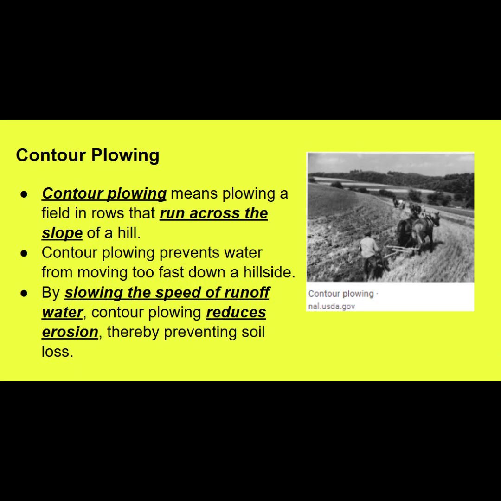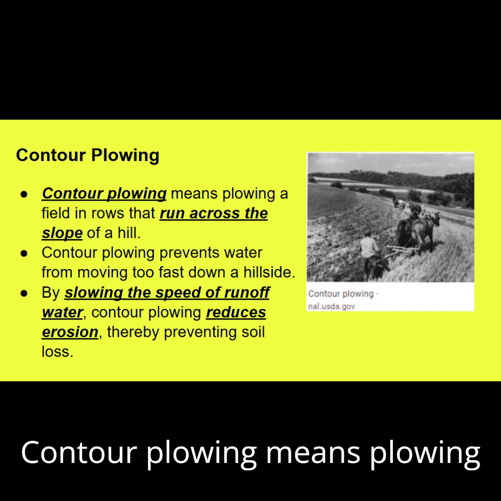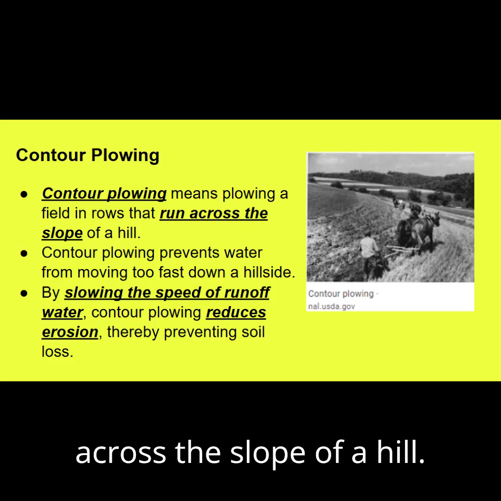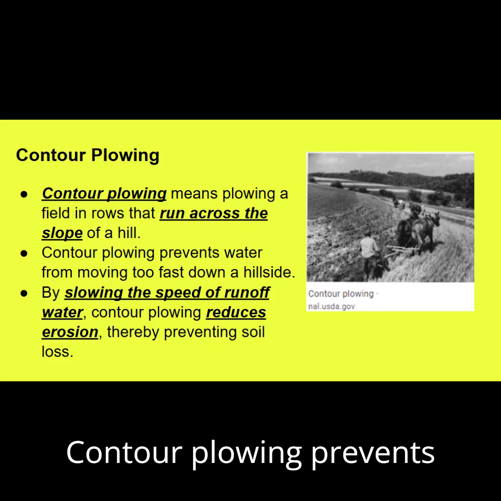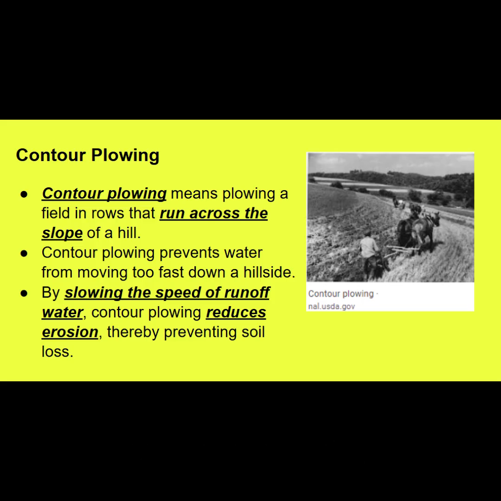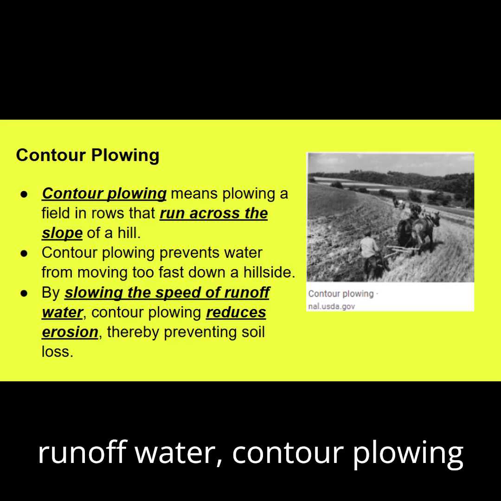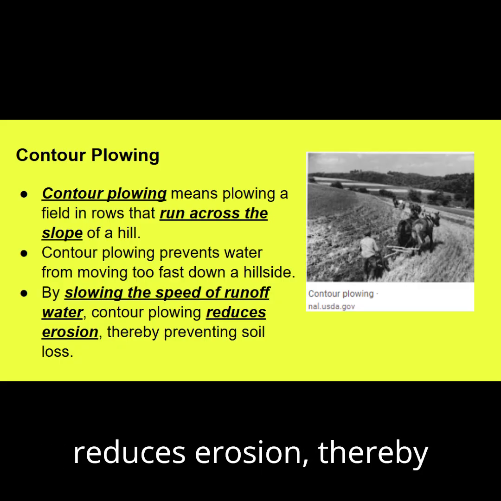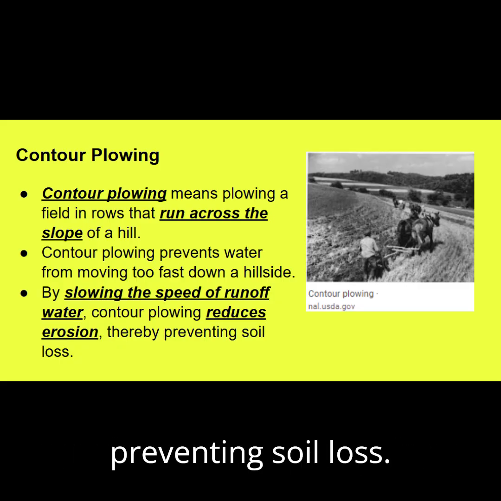Contour plowing. Contour plowing means plowing a field in rows that run across the slope of a hill. Contour plowing prevents water from moving too fast down a hillside. By slowing the speed of runoff water, contour plowing reduces erosion, thereby preventing soil loss.